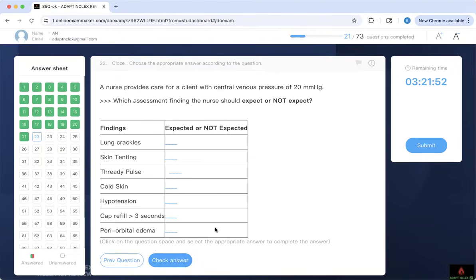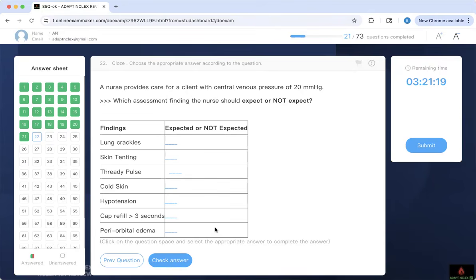Next Generation NCLEX. Like I told you, this is a hard one. I intentionally did a lightweight one because that's what I got, information about what is showing up. This is the way I want you to think about it. Let's provide care for a client with a CVP of 20. Which assessment finding should the nurse expect or not expect? CVP of 20, what does that mean? Central venous pressure. Lung crackles, skin tenting, thready pulse, cold skin, hypotension, capillary refill greater than 3 seconds, periorbital edema.